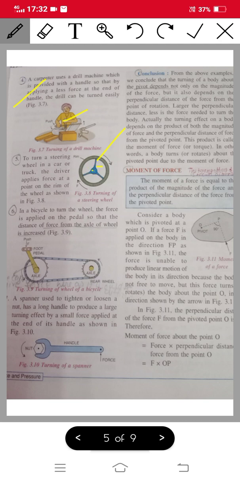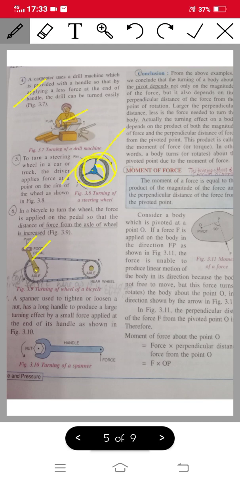So this is the pivoted point. If somebody is holding here and moving this one, it is much harder, but if somebody is moving the rim, it is easier. And then in a bicycle also, this axle is a fixed point. So if somebody is moving this pedal from here, it is harder, but we give force here at the foot pedal, so it is easier for us to move that.